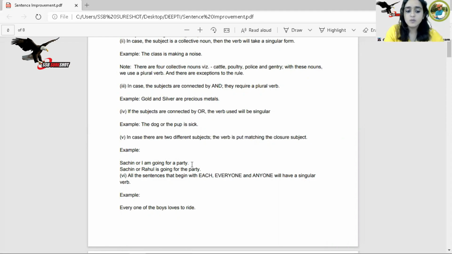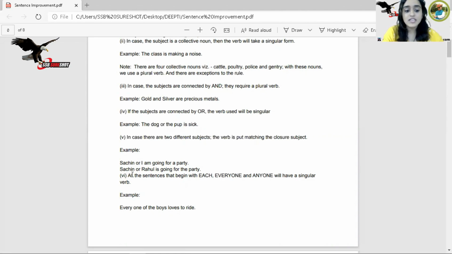So here the verb or the grammatical rule for the sentence will be put matching to I am, because I am is the closure subject. Closure is the one which comes at the end. So here there are two subjects. The one which comes at the end, that is I am. So the grammatical rule is followed for I am.